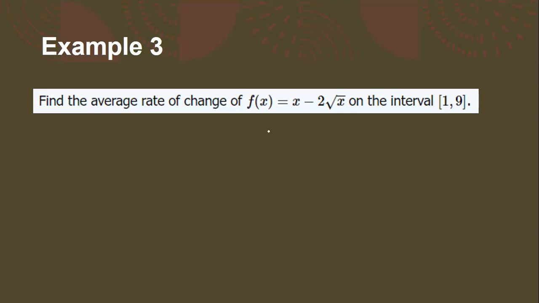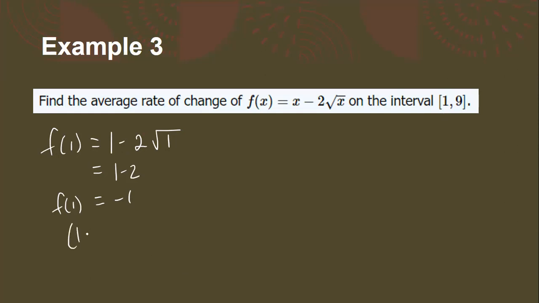Exactly. So the first thing I'm substituting in is 1. So f of 1 equals 1 minus 2 square root of 1. And what do we get? What's the square root of 1? So 1 minus 2 is? -1. So f of 1 equals -1. So that means my ordered pair is 1, -1. Are we good? Yep. Well, great.